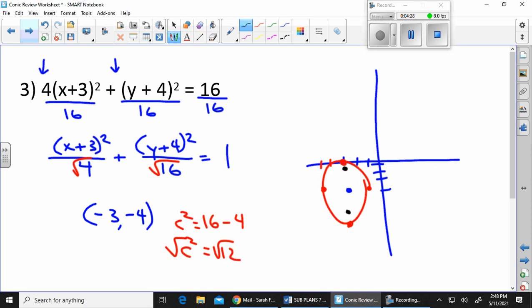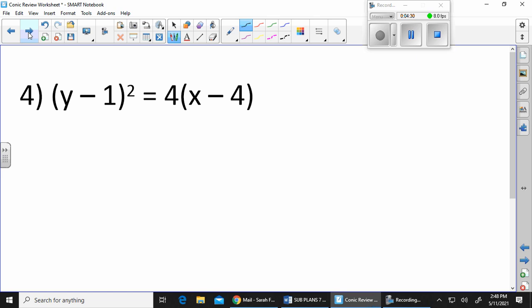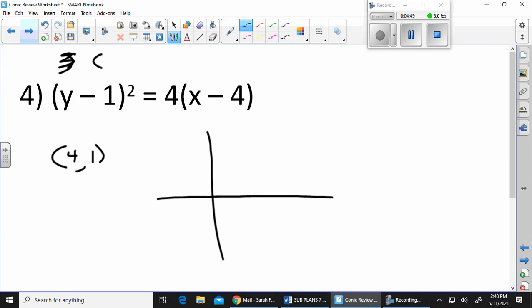So number 4, parabola, and it's ready to go. Y is squared, so I know it's sideways. It's positive, so I know it's right. So vertex, opposite of x, opposite of y. So I know I'm at 4, 1. I know it's to the right.